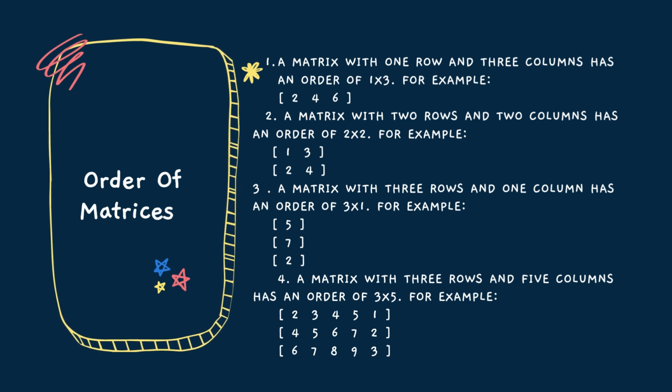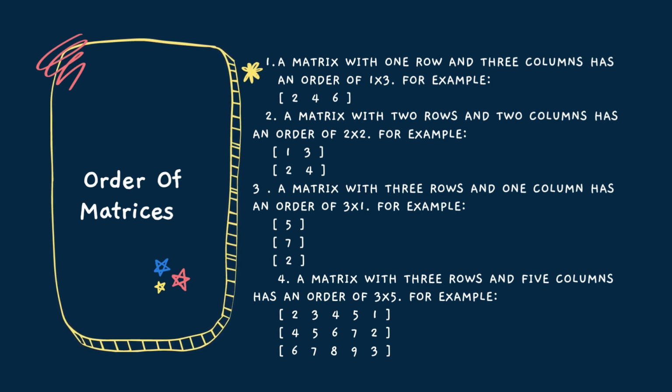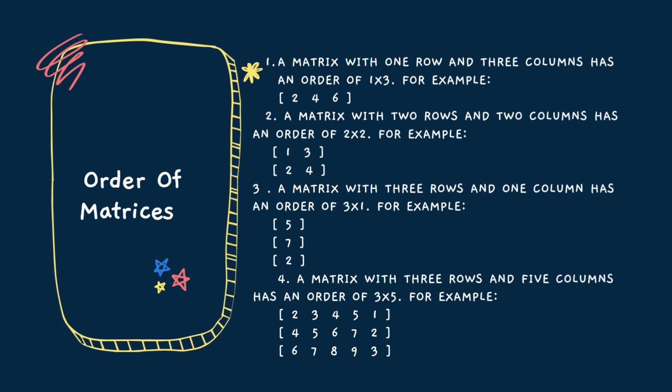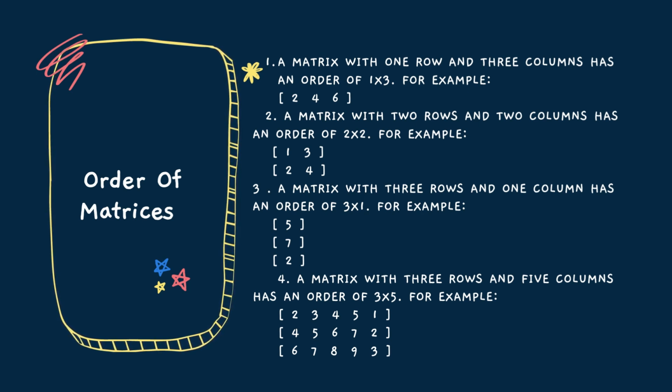Here are some examples of matrices and their orders. A matrix with 1 row and 3 columns has an order of 1 by 3. For example, the matrix 2, 4, 6. A matrix with 2 rows and 2 columns has an order of 2 by 2. For example, this matrix, where these two brackets are actually one big bracket.